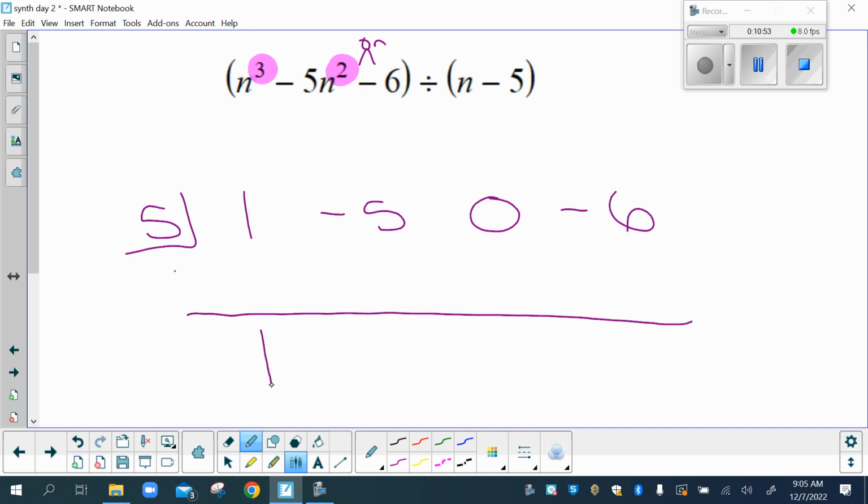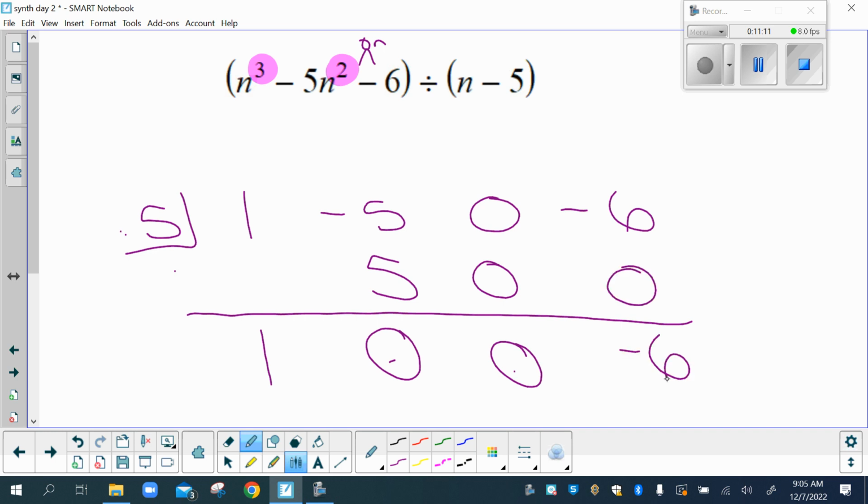Don't forget to pull down the 1. 1 times 5 is 5. 0. 5 times 0. A lot of people in the other class kept putting 5. 5 times 0 is 0. 0 and 0 is 0 again. 5 times 0 is 0. -6. Oh, sad. Not a factor.